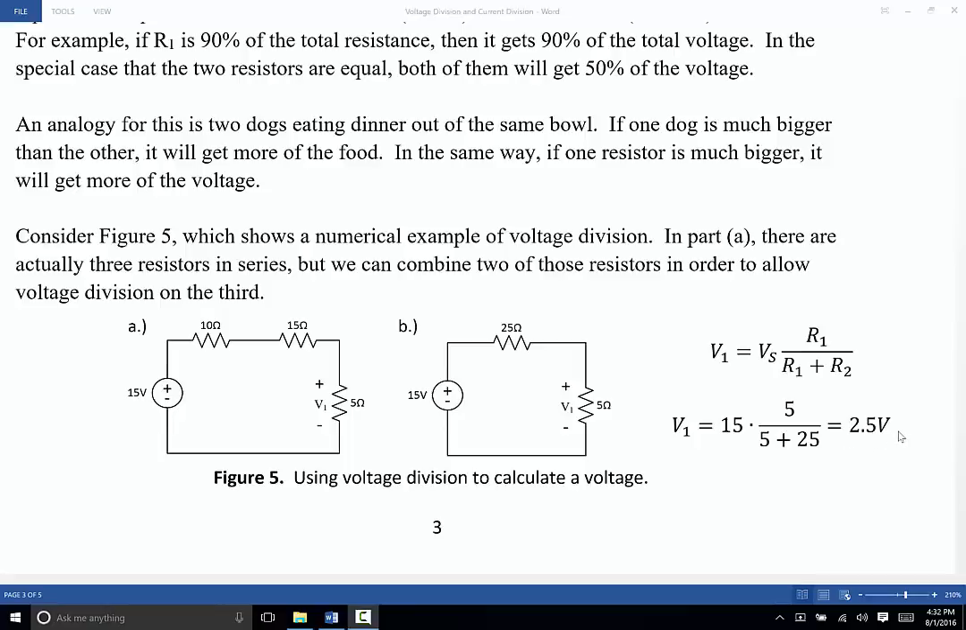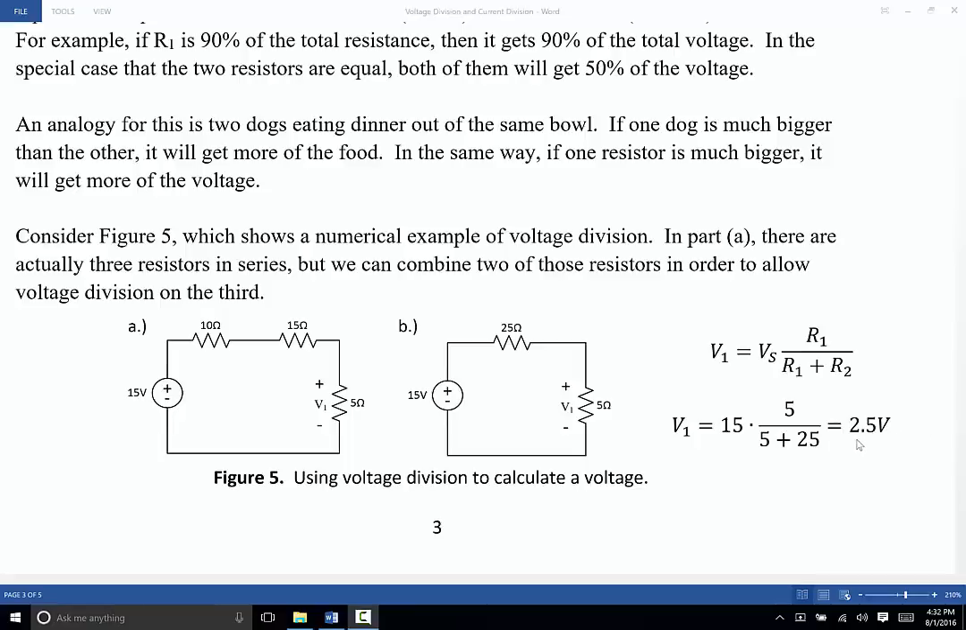Is that possible? Is that reasonable? Well, it has to be less than 15, and it is. And I'm looking here at 5 ohms versus 25 ohms. Well, the 5 ohms, that's definitely the smaller dog. So it's definitely going to get less than half of the 15 volts and probably quite a bit less than half. And half of 15 would be 7.5. So yeah, 2.5 seems like it's a reasonable answer.